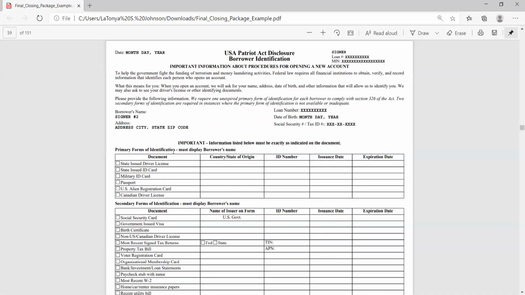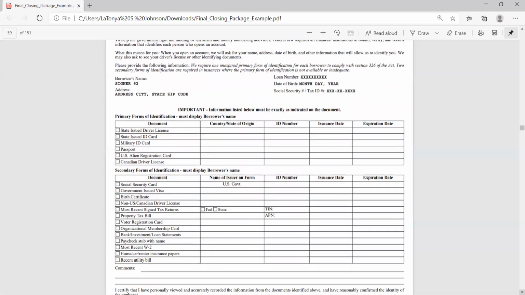And they have a primary form of identification and a secondary form of identification. So again, the types of documents that they can use to verify their identity: recent utility bill, insurance papers (home, car, renter's insurance), W-2, paycheck stub, bank loan statements, organizational membership card, voter registration card, and you fill this out.